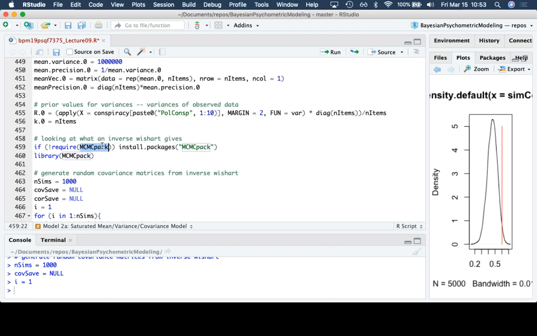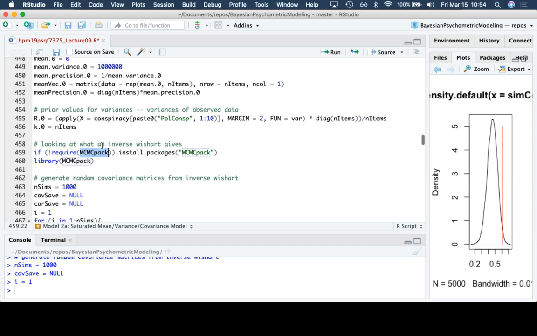In the MCMC Pack library, there is the ability to generate random numbers from an inverse Wishart. The I wish function. I wish. That's what it's called. I kid you not. I wish. I wish too.